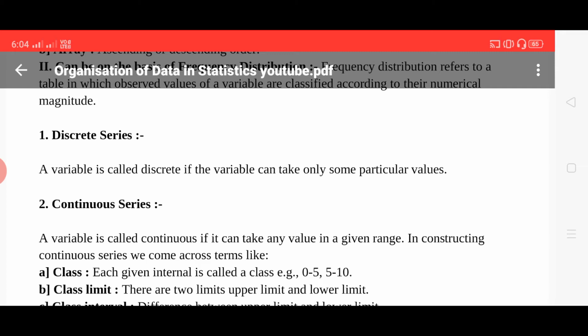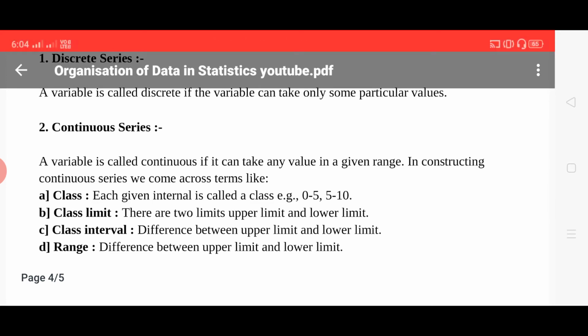In constructing continuous series, we come across terms like class. Each given interval is called a class, like 0 to 5, 5 to 10. But in discrete, we don't take like this. Suppose there are two columns, x and y. Here x is taken for the variable, and the second one is marks. We are taking 5 students A, B, C, D, E, and in the second we are taking marks. This is what discrete. And continuous is like 0 to 10, 10 to 20, 20 to 30. This is what continuous series.